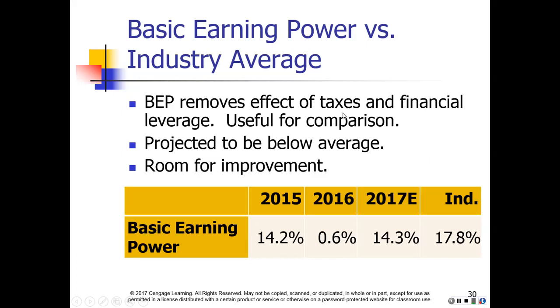Basic earning power is just operating profits. It removes the effect of taxes and financial leverage, right? So it removes the effect of interest, which comes from financial leverage by borrowing money, and it's earnings before interest and taxes. So we're taking out taxes again, not under the company's control for the most part. So it's useful for comparison. What you see is the basic earning power for the company will improve in 2017, but it's still well below the industry average. So there's still a lot of room for improvement.